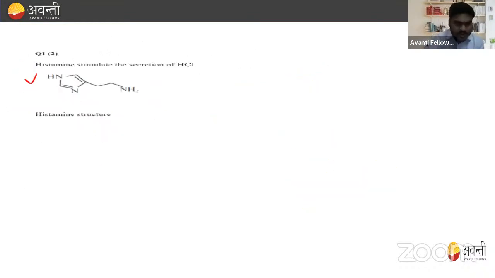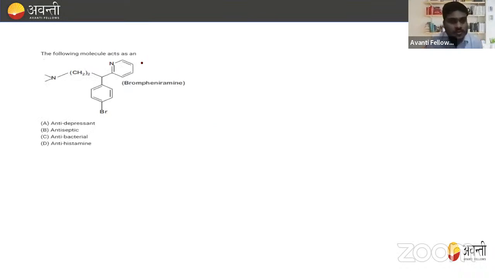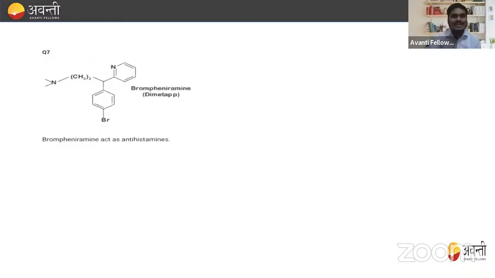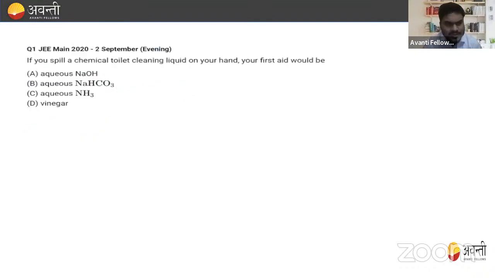So बिल्कुल वरीड मत रहो कि ऐसे स्ट्रक्चर आ गया तो what we do. Name is also given, right? So the structure as well as the name is also provided behind every structure. So if you remember the name also, na, you can identify which type of drug it is, whether it is an antiseptic, antibacterial, antidepressant, or antihistamine. So bromophenamine is an example of an antihistamine drug, right? I hope, is it clear to everyone?